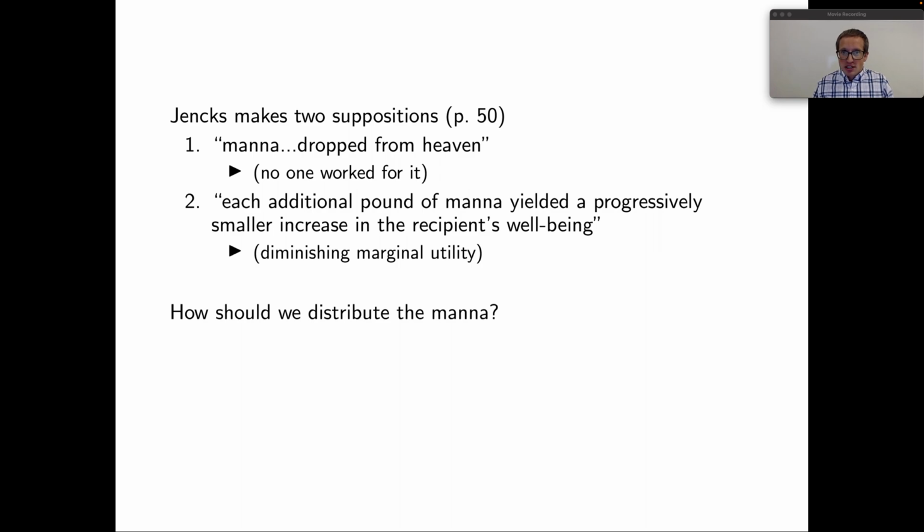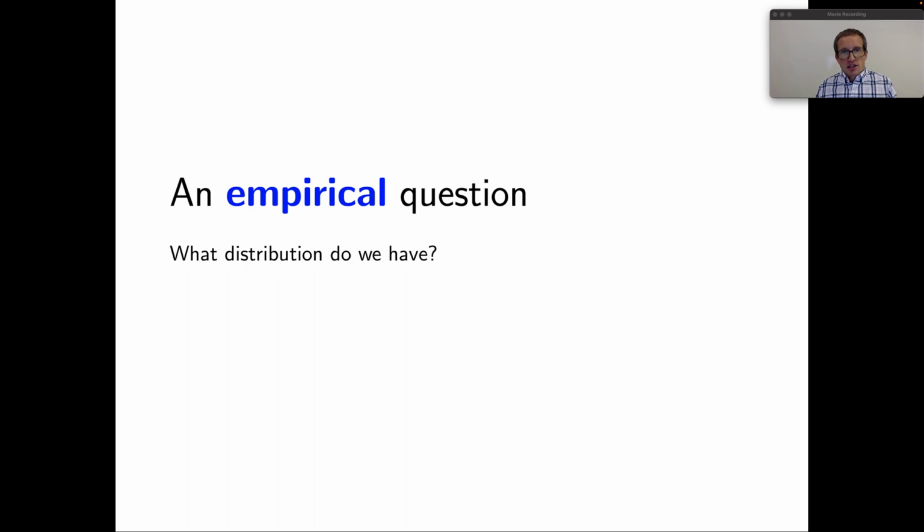And when you take this to its extreme, the ideal distribution of manna in this case would be to give everyone an exactly equal amount of manna. So then we could turn to an empirical question. So what distribution do we actually have?